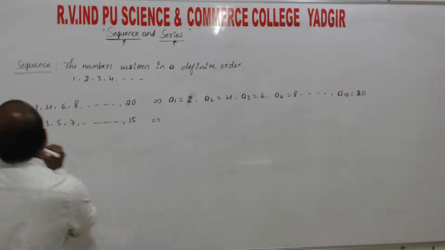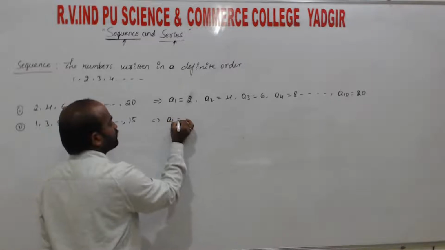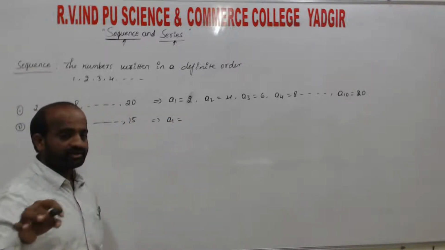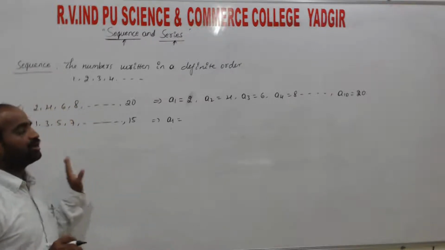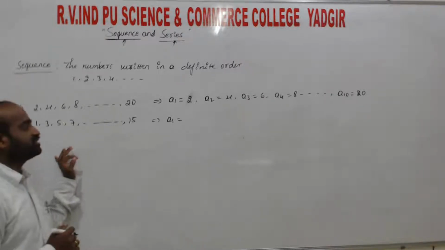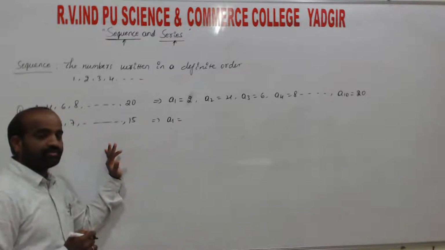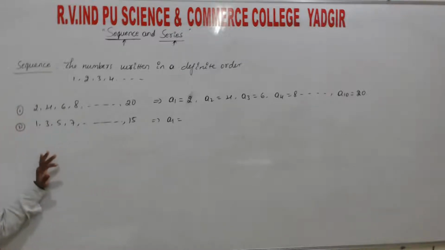In the second example, the first term is A1. Terms are denoted by A1, A2, A3, and so on, AN. The nth term is the number at the nth position of the sequence and is denoted by AN. The nth term of the sequence is also known as the general term.